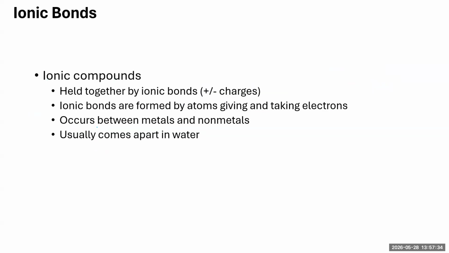All right, so the recap: ionic compounds, they're held together by ionic bonds, plus and minus charges. Ionic bonds are formed by atoms giving and taking electrons, specifically between metals, which give up electrons, and non-metals, which take electrons or share, right? And these ionic compounds, we'll get to this much later in the semester, but they usually come apart in water. We'll figure out why they do that later, but for now, that's it.